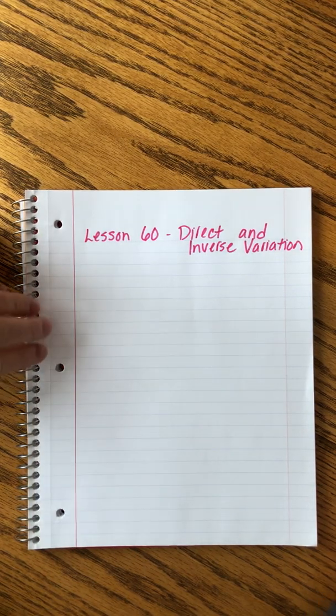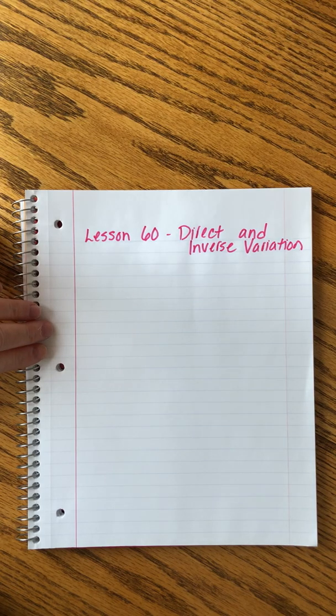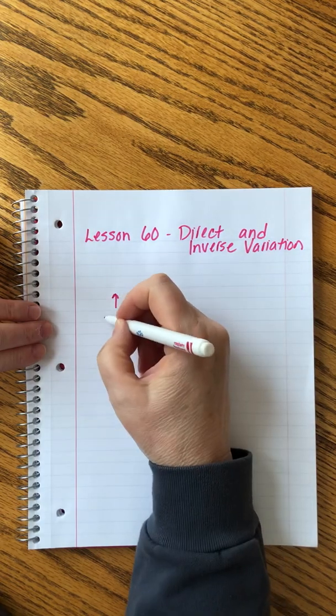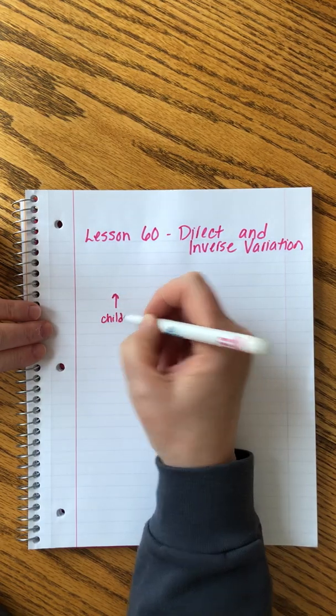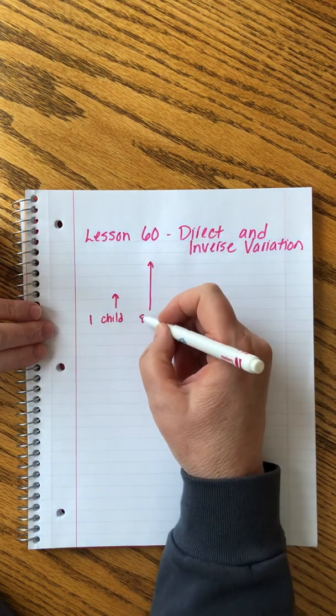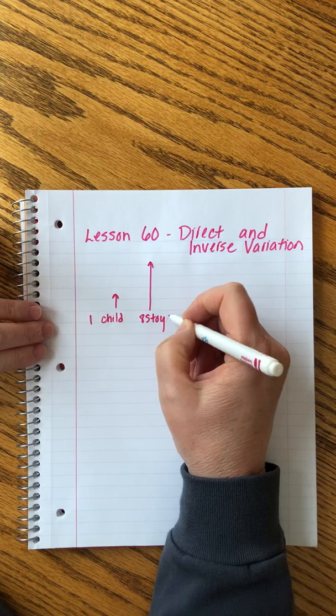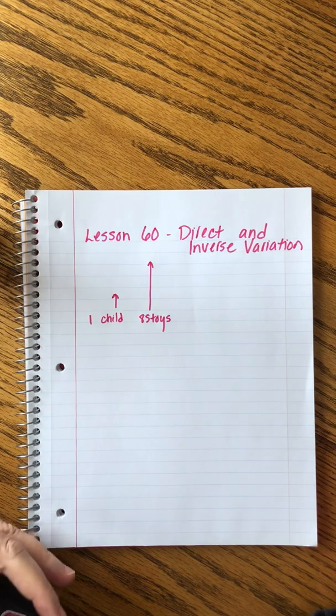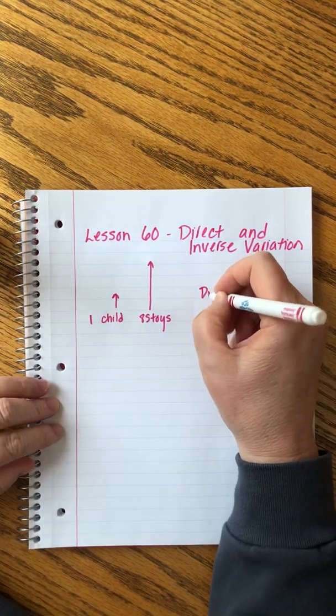Okay, direct variation. If you have ever seen toddlers play, you know what direct variation is. For every child that walks into the room, 85 toys come off the shelf. You know what I'm talking about? They don't just take one and play with it. Each child attacks and gets out a whole bunch of toys. That's called direct variation.